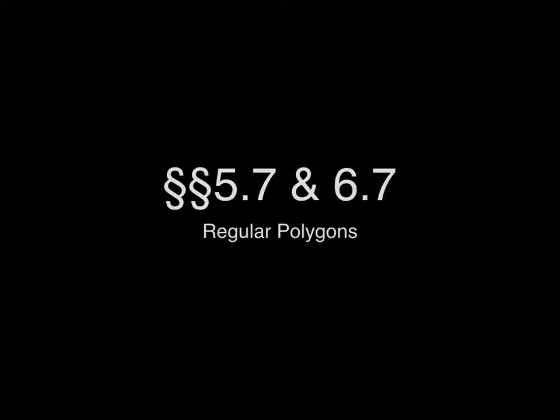Alright, today we are going to be talking about section 5.7 and 6.7. Both are dealing with regular polygons. One of them is working with our angle measures and seeing what happens there. And then the other one is going to be talking about symmetry and what types of symmetry we have within our regular polygons and where those lines of symmetry are located.